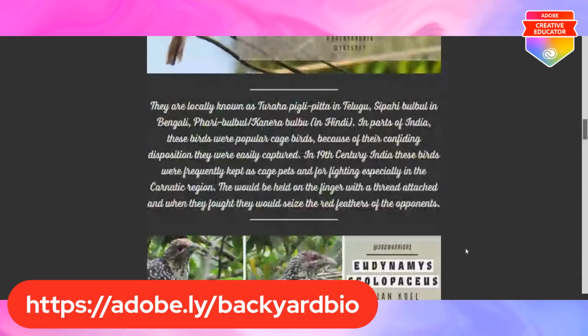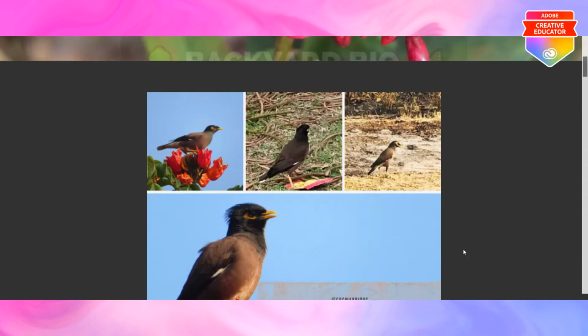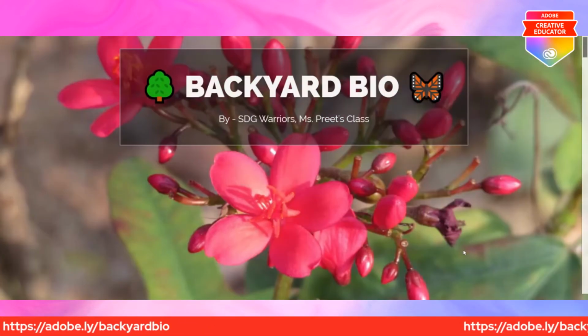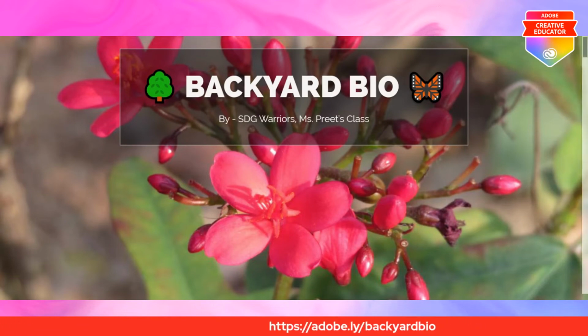So this is Bio Blitz. You can just make your children go outside, take photographs, capture all the life around them, and have them identify the organisms, get more information related to the organism, and put it in a Spark page. So this is the first thing that I have to share.